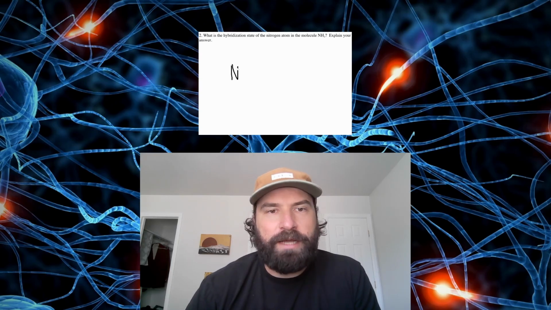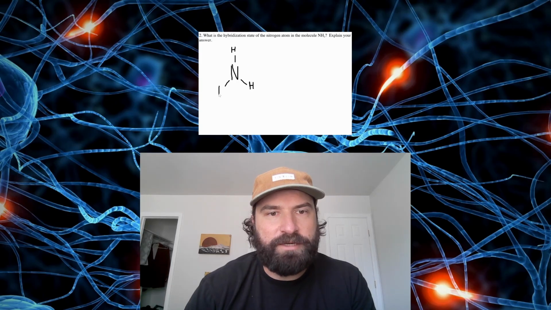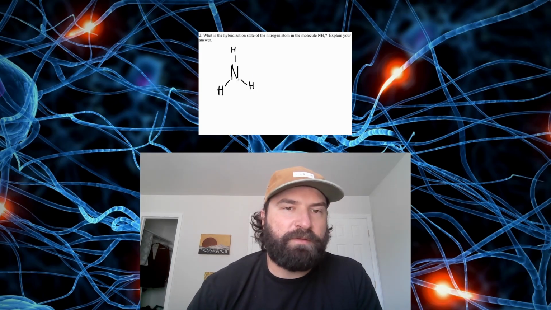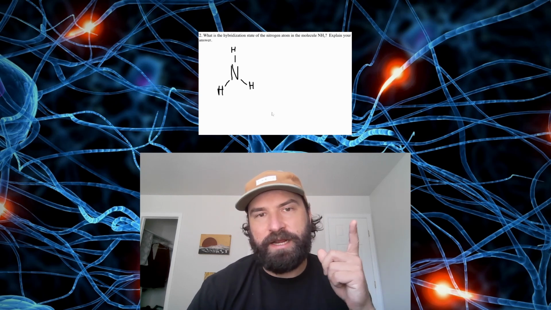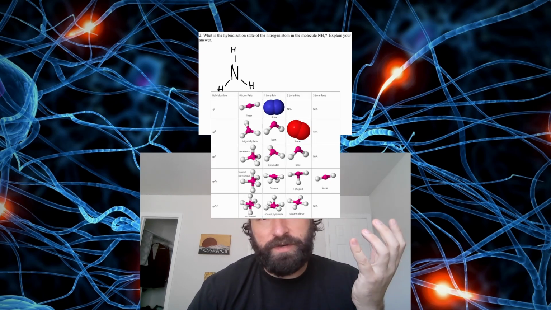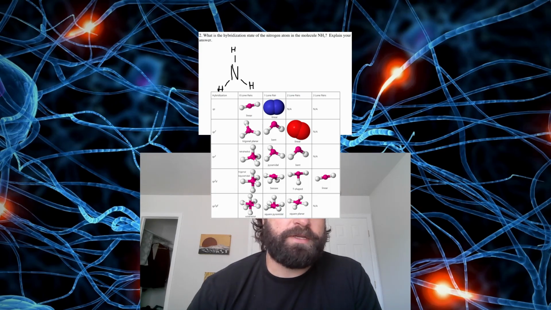So hydrogens are almost always going to branch off a central atom. And your initial instinct might be to draw this with evenly spaced hydrogens. But there's a couple of different things we have to consider when thinking about hybridization states. So take a look at this diagram and take a look at all the different hybridization states that we could have and all the different shapes that these molecules could take. So you'll notice that lone pairs are a big consideration.